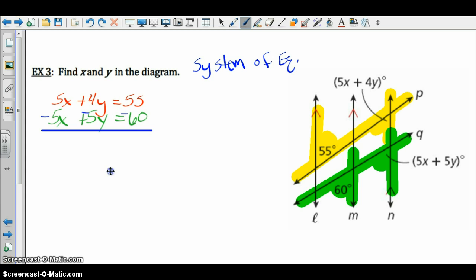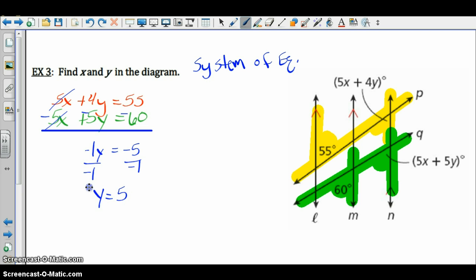Again, we're going to subtract every column. It's like we just multiplied the bottom equation by -1. And then the x's cancel. We get negative 1y equals negative 5, I'm sorry. Divide by -1 on both sides, so y is 5.